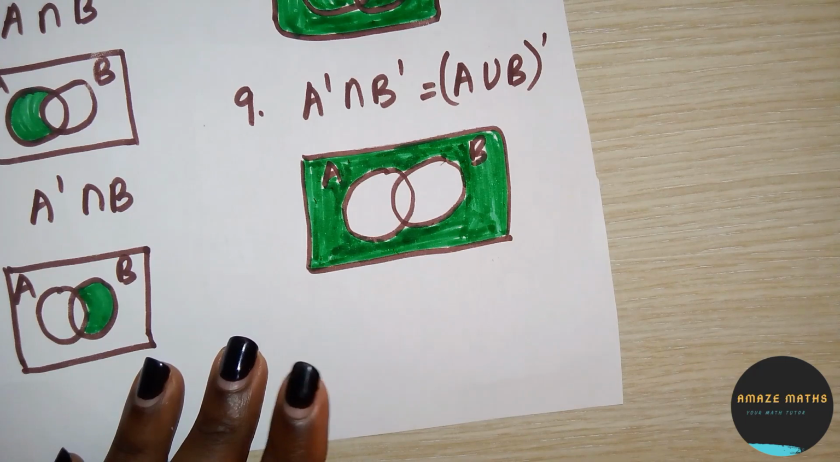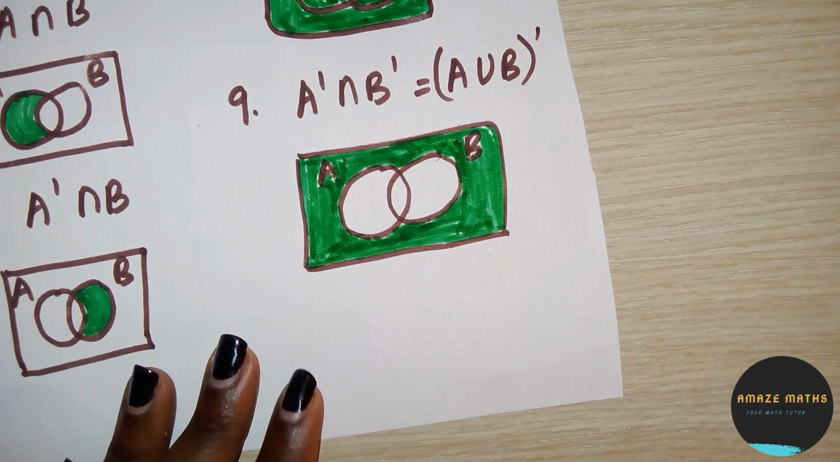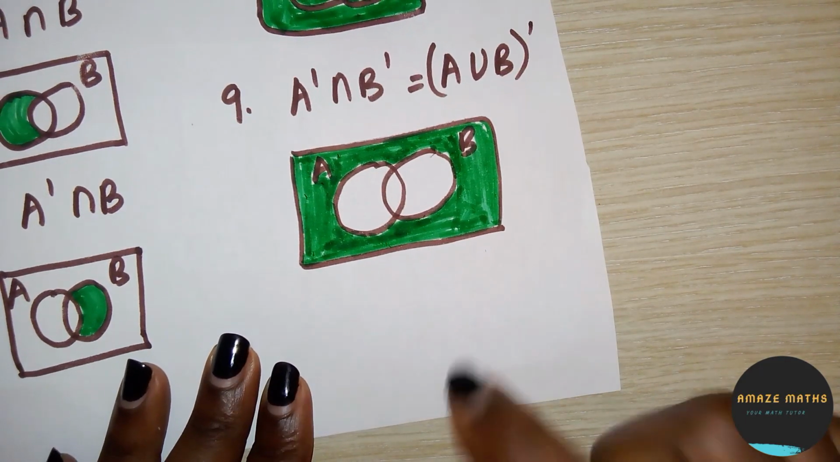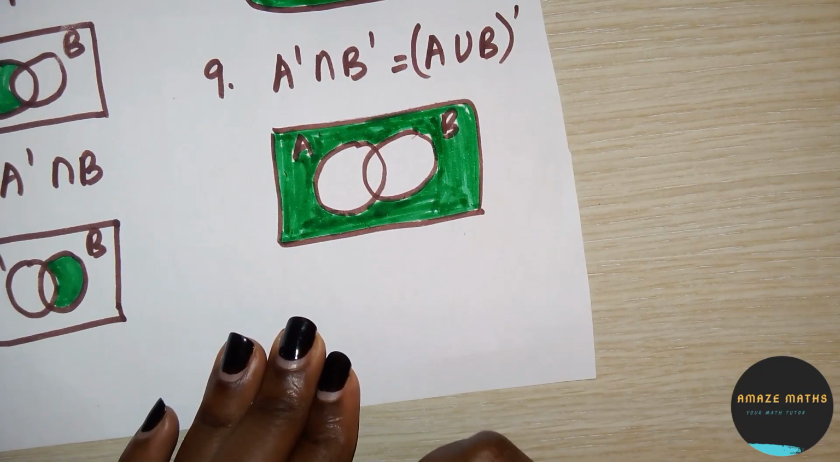That marks the end of our lesson on the shading of two sets. Now the next session, or the next video, would be on shading of 3 sets.